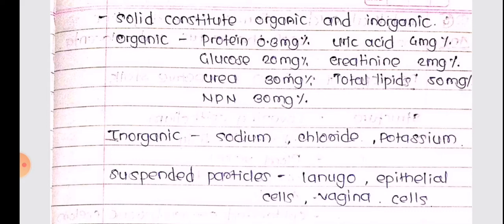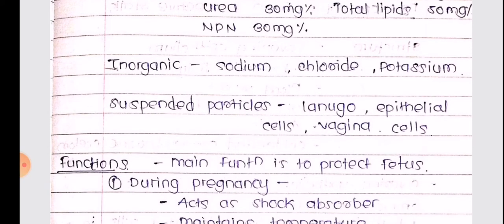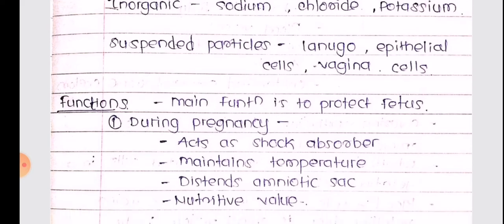Inorganic materials of amniotic fluid are sodium, chloride, and potassium. The suspended particles are lanugo, the hairs, epithelial cells, and vaginal cells. The function of amniotic fluid.